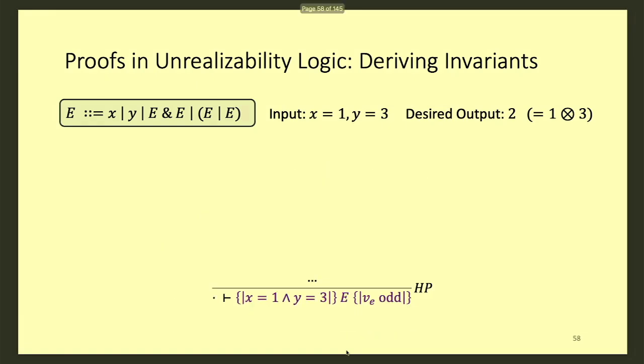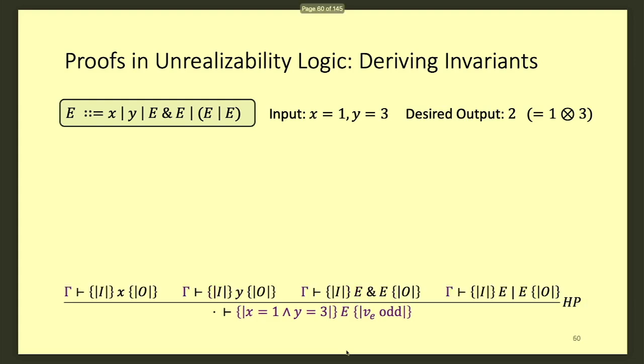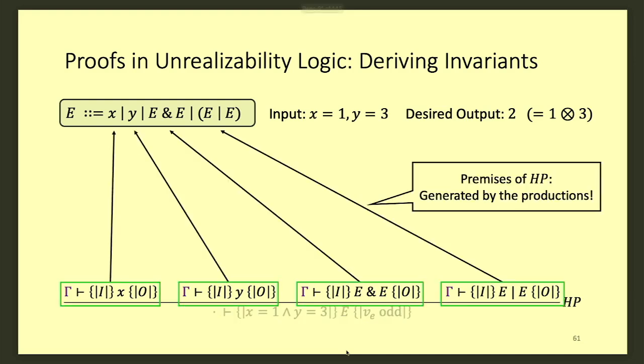So the actual proof tree is going to look something like this, where since I'm trying to prove my induction hypothesis, I'm going to start out with an application of the hypothesis rule. I want to introduce the purple triple, the thing that I want to prove, as an induction hypothesis. And this is going to generate these 4 proof obligations, which are actually generated by the productions of the grammar. So when applying this rule inside a proof tree of unrealizability logic, you have to look at the grammar, and you have to take the productions, which are actually your cases when you're doing structural induction.